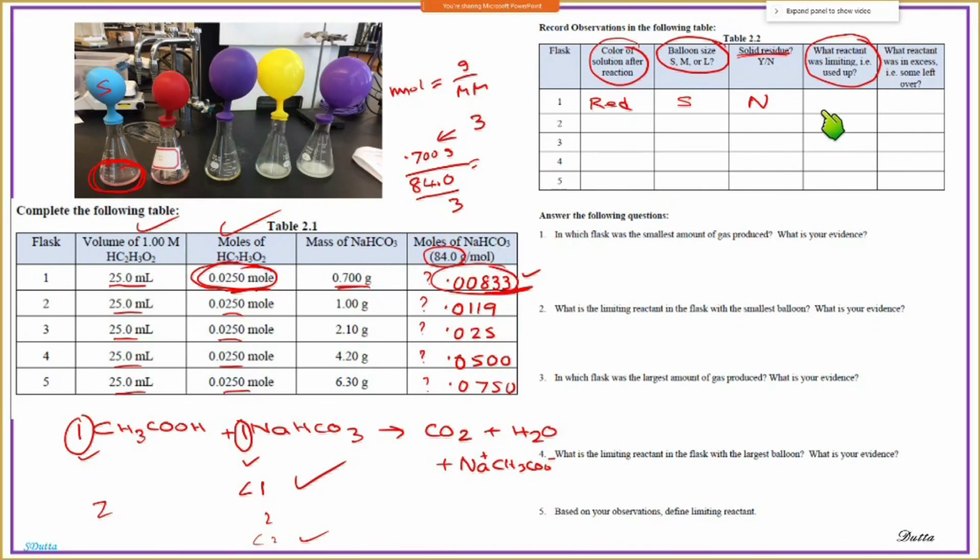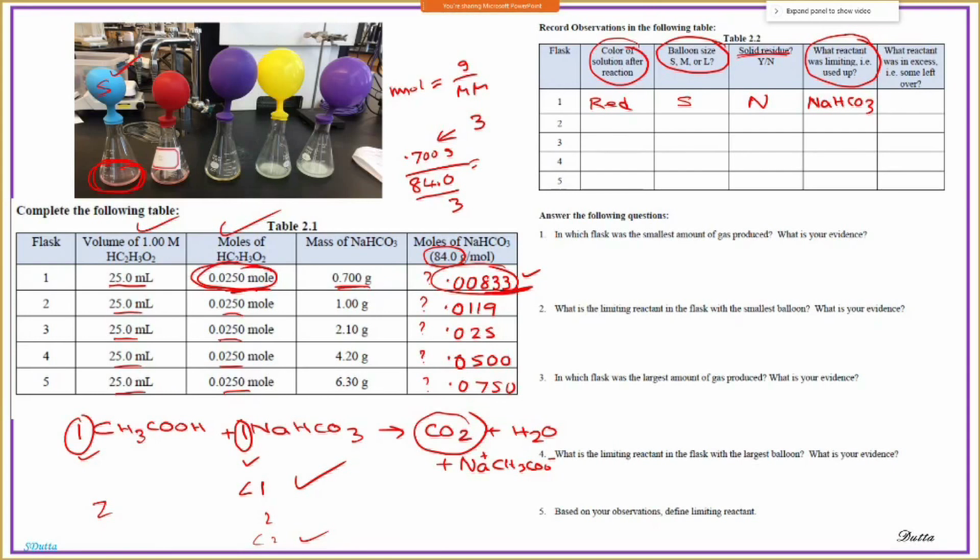So what is the limiting? I'm going to write sodium bicarbonate, because I didn't have enough sodium bicarbonate. So all the reactants have been used up. So the amount of the product, carbon dioxide, which you're going to monitor, is the smallest, because it produces only a little carbon dioxide compared to others.